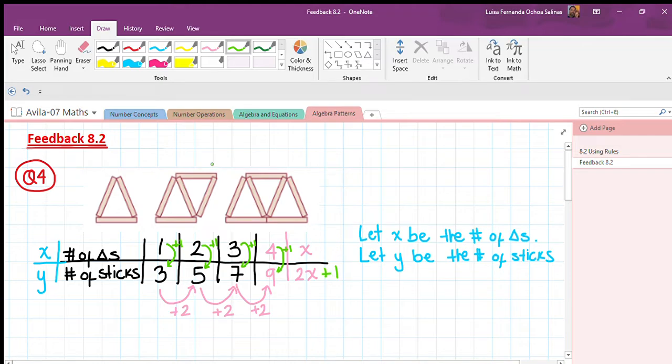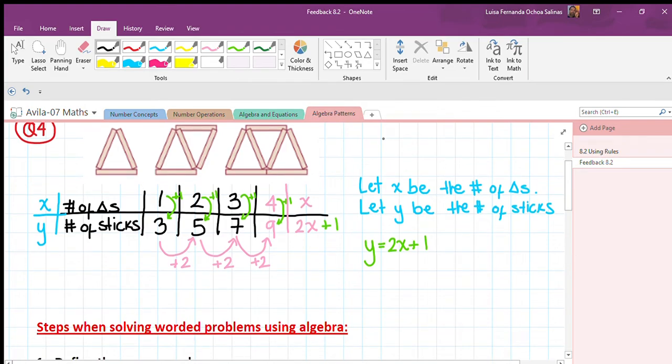So I can write my rule, my equation. That is the second step. I'm going to write it here with green. The second step is to write the equation. I have to write it like y equals 2x plus 1. Okay. Now the third step that I'm going to do with black.